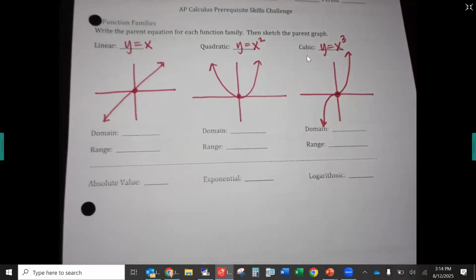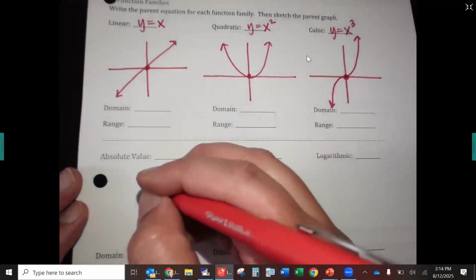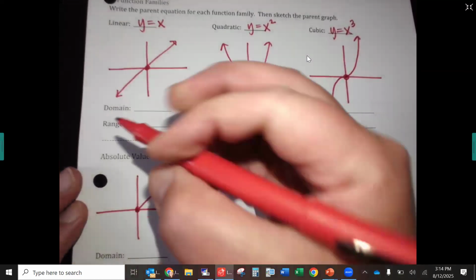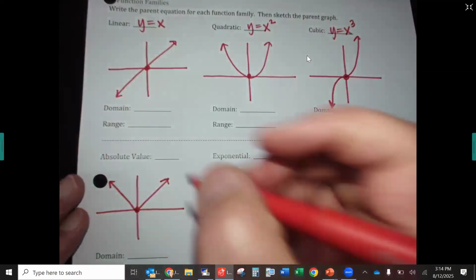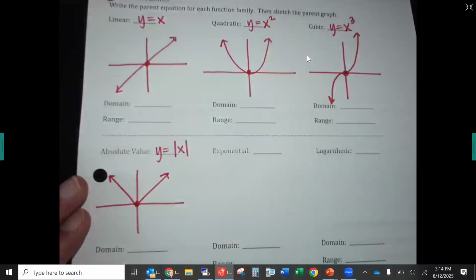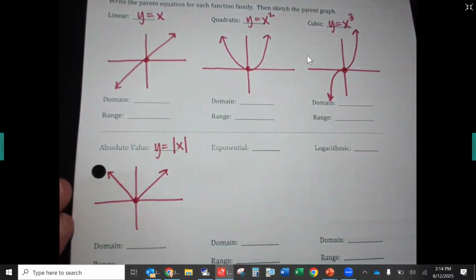For the first three shapes, okay, those hopefully are the ones we're most familiar with. For the next row, absolute value, do we remember the shape? B, very good. And then remember that the equation or the symbol for absolute value is those little bars. So you're going to put y equals absolute value of x like that.